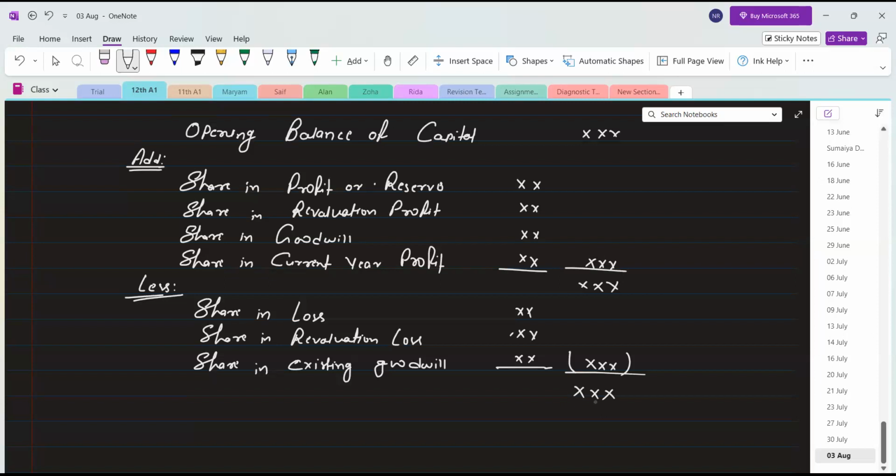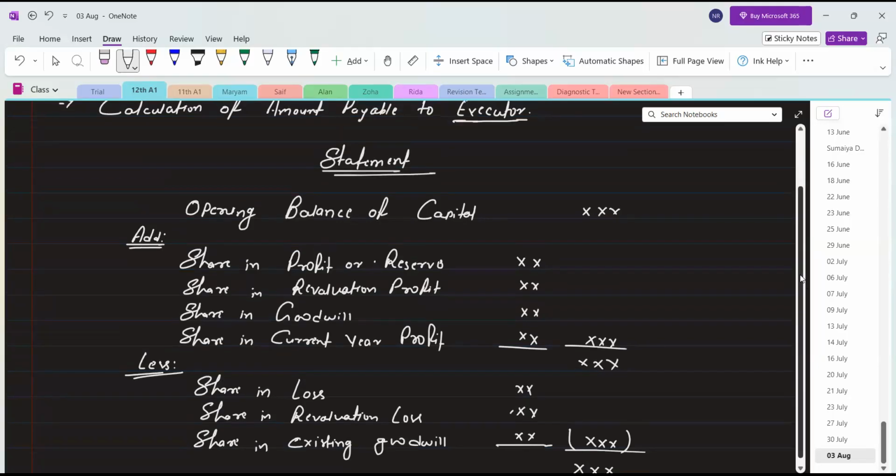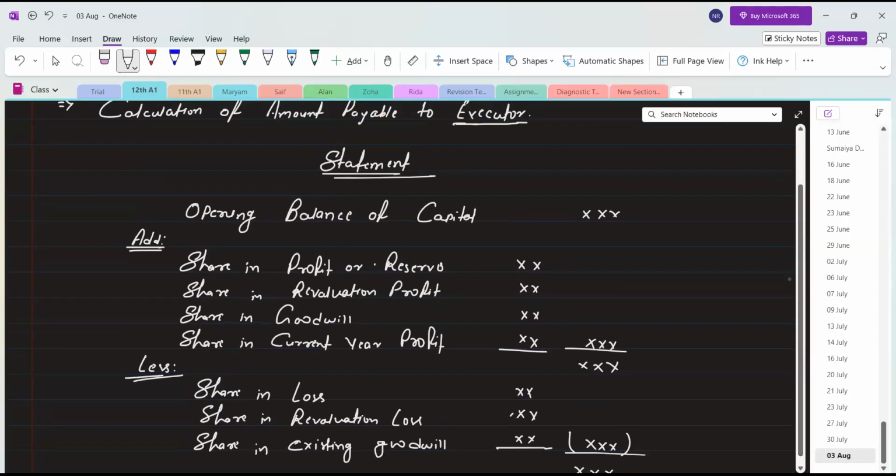Okay. Please write this calculation of amount payable to executor, and then I will prepare the loan account, some journal entry, and after that we will solve a question. Please write this and tell me after you have completed.